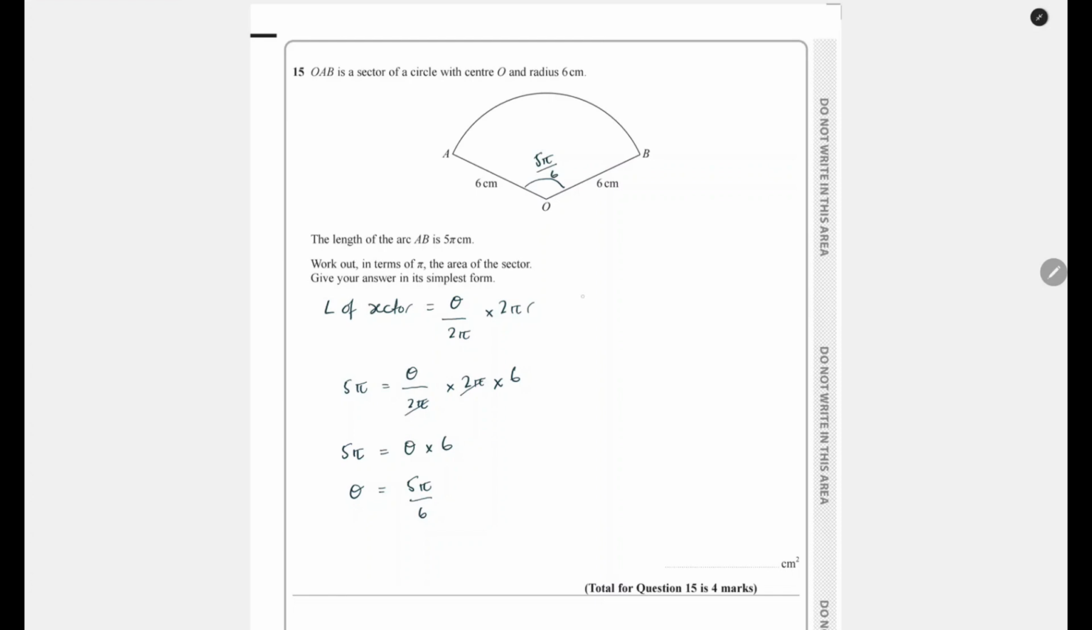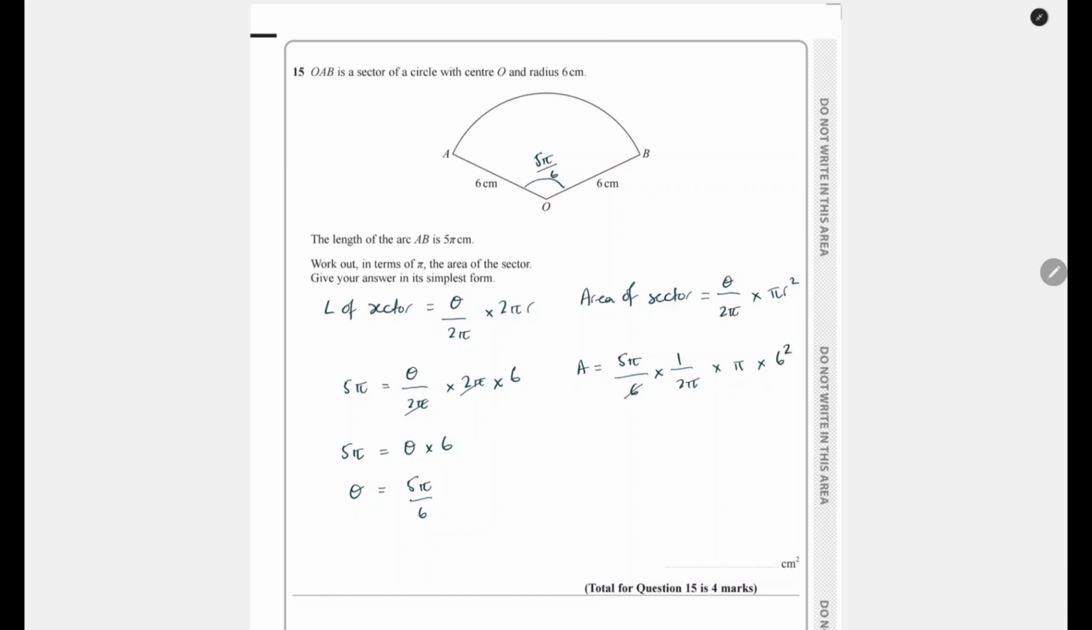The question is asking us to work out the area. The area of a sector is equal to theta over 2 pi multiplied by pi r squared. Theta is 5 pi over 6. Multiply that by the 1 over 2 pi. Multiply that by pi. And multiply that by r squared, which is 6 squared.